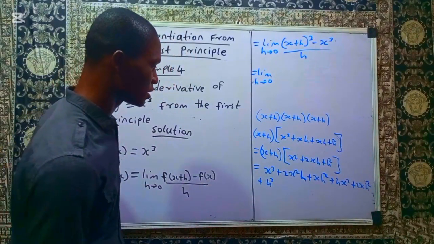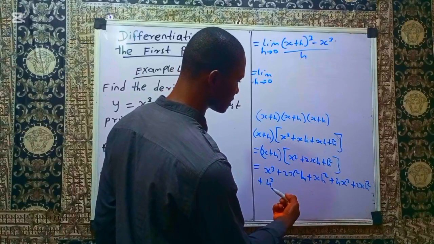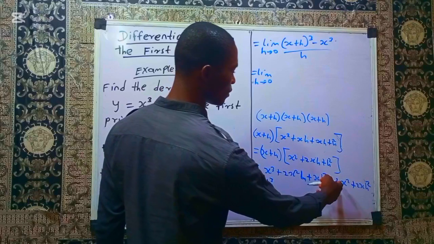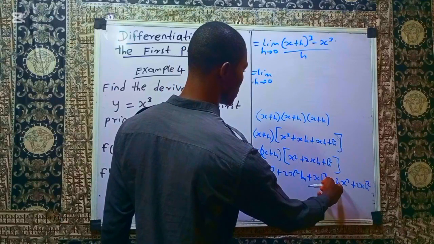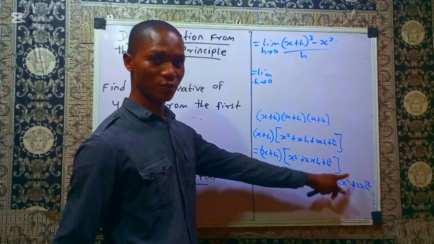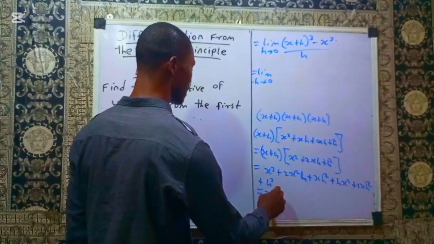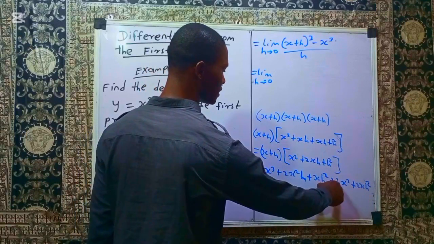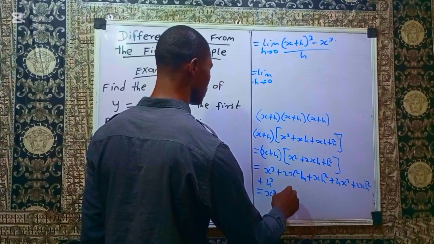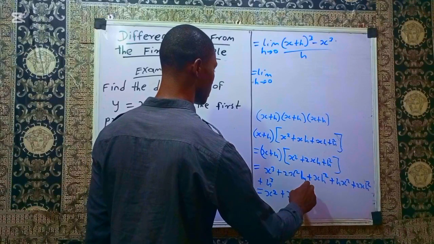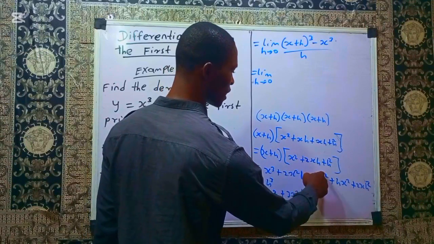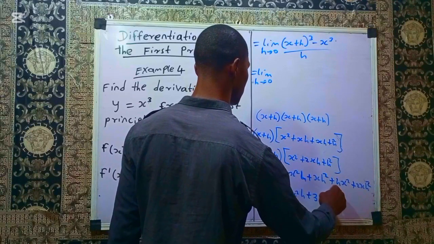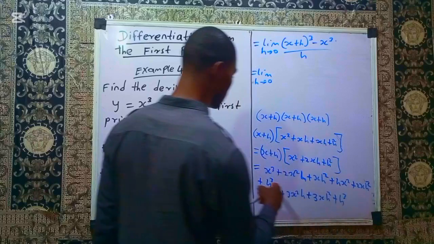So I will just check whether I can simplify some things. We have 2x squared h. We have hx squared. hx squared is the same as x squared h. So we can add them. We have 2x squared h and hx squared. They are the same thing, so you can add them to be 3x squared h. Then xh squared and 2xh squared are the same thing, so you can add them to be 3xh squared. Then plus h raised to power 3, the last one.